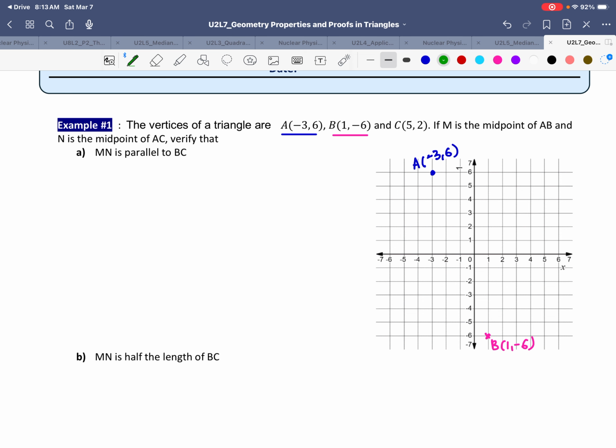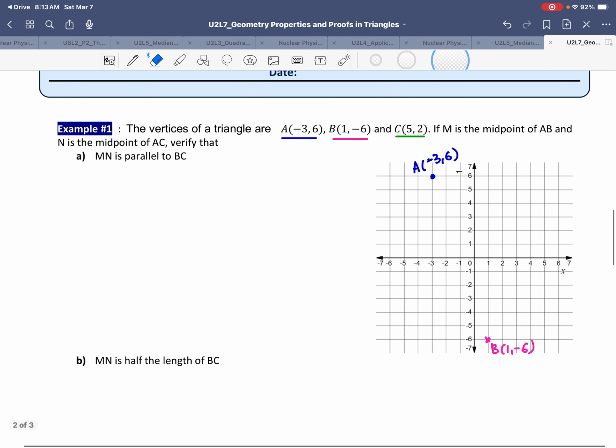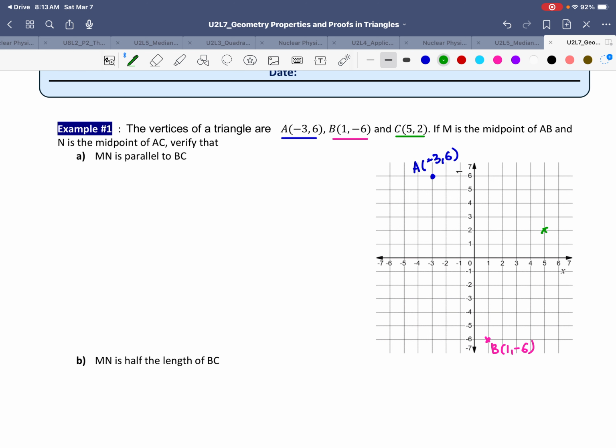Lastly, we have the point C. Point C has coordinates again, (5, 2). Same way, x is 5, y is 2. So this is x equals 5, this is y equal to 2. That's where the point should be located. Oopsie. And here is C, (5, 2).